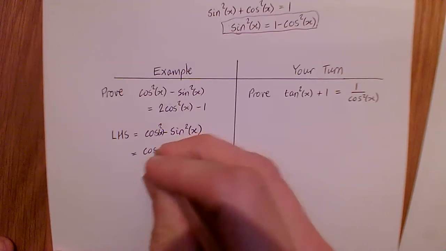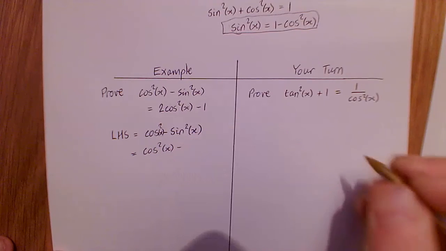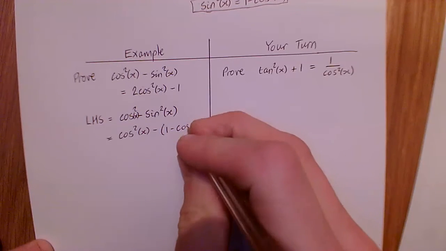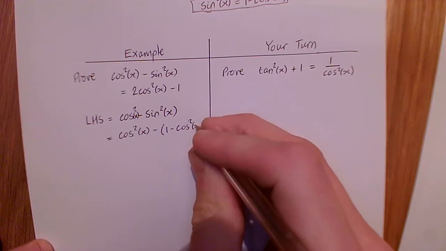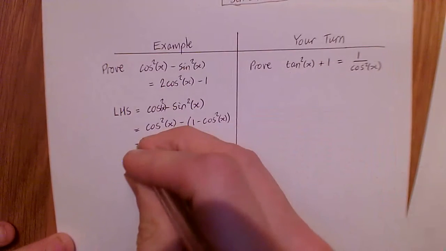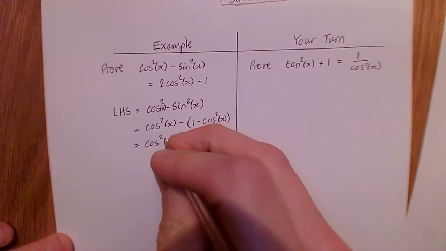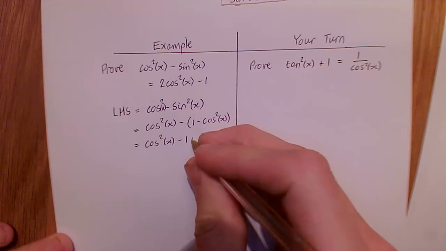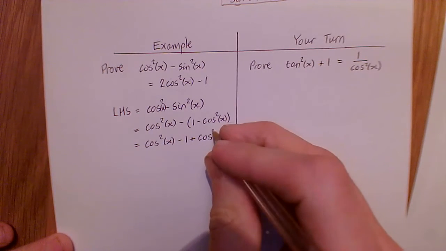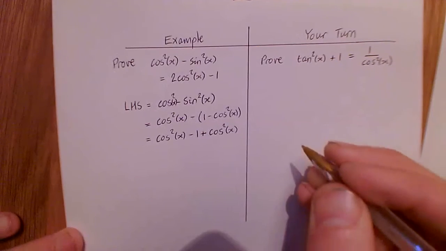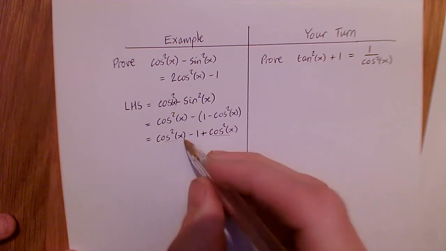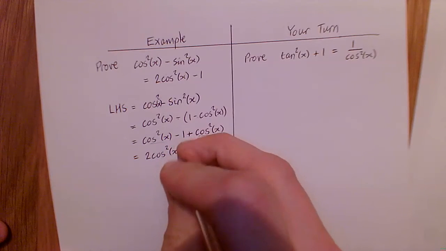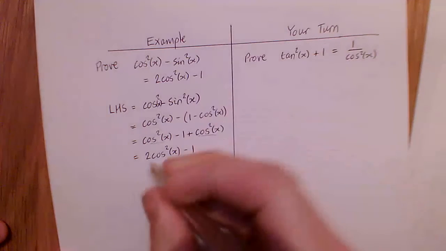So we have cos squared x take away 1 minus cos squared x. And I'm actually going to put brackets around that because I need to be really careful that I've got a minus there. Well, let's follow that through. So that is cos squared x. Take away 1, take away minus cos squared x. We'll take away a minus as a plus cos squared x. Finally, we've got cos squared x there and a cos squared x there. So we've got 2 of them. Take away 1, and that's our right-hand side.